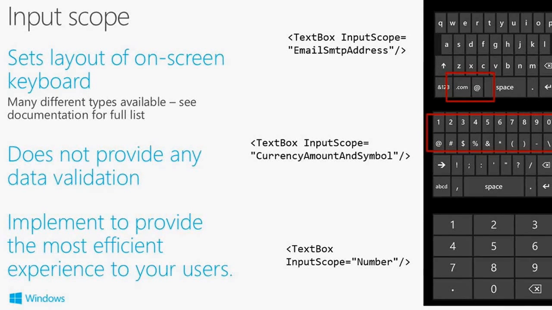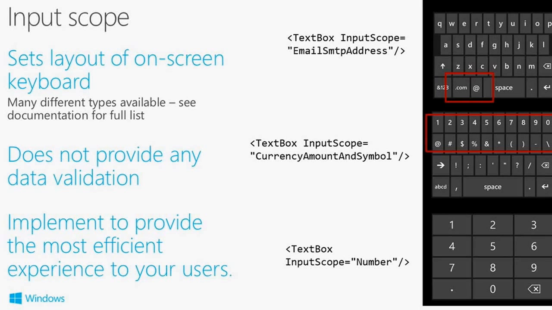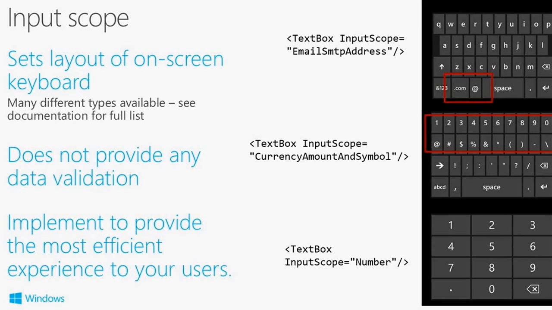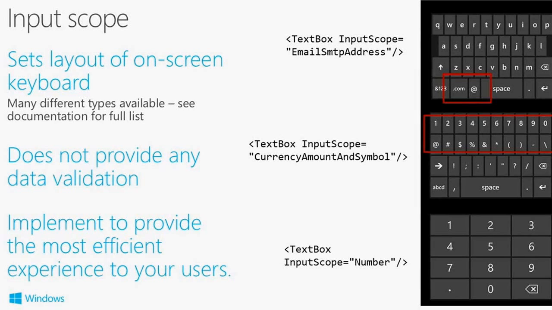You can consider them to be hints to the phone, and it will do its best guess to give you the appropriate keyboard, depending on which locale you're in and that sort of thing. This middle one, currency amount and symbol, is numbers and currency symbols, and the bottom one is just a number one. So you can really help the usability of your app by putting the right input scope depending on the kind of data you are expecting them to put in.